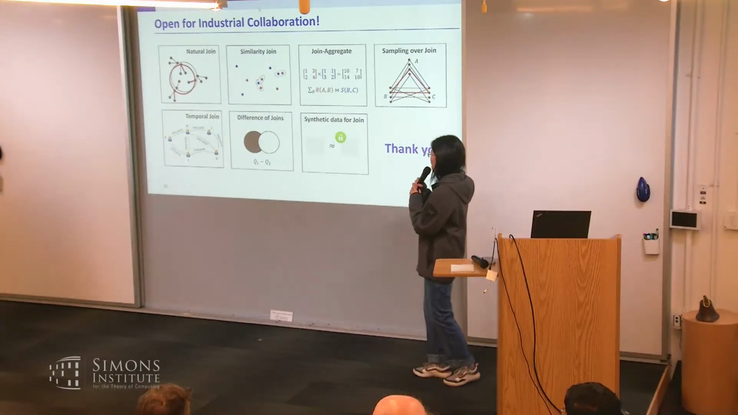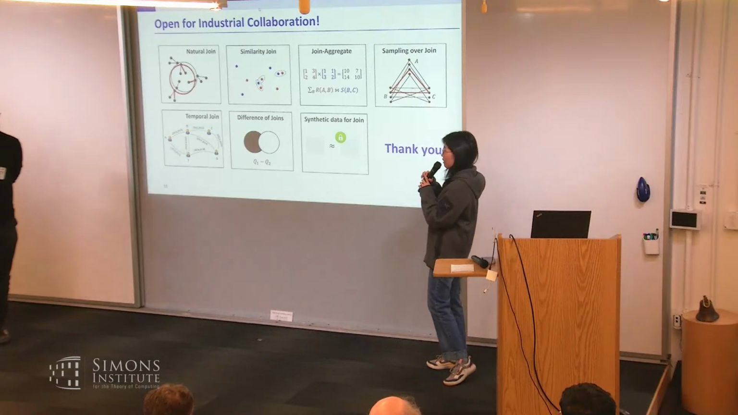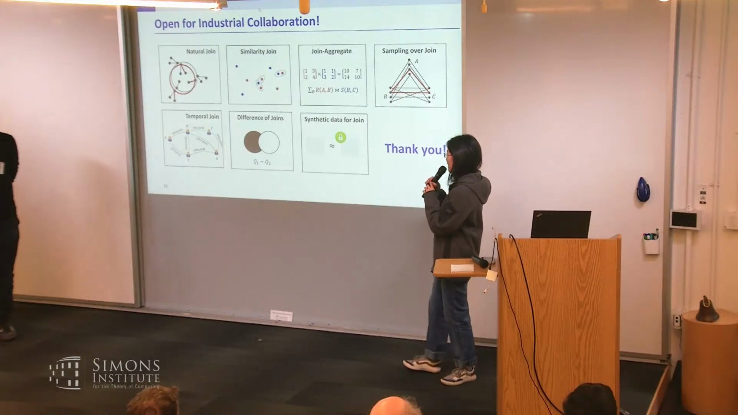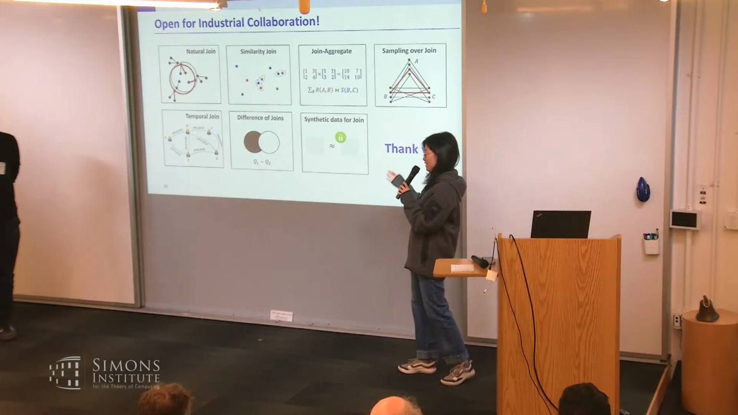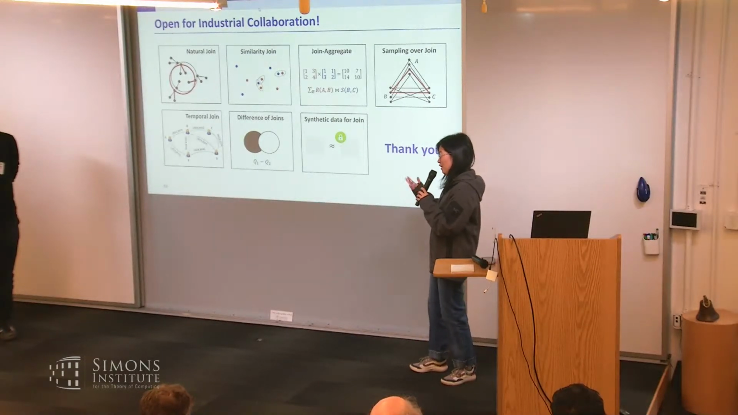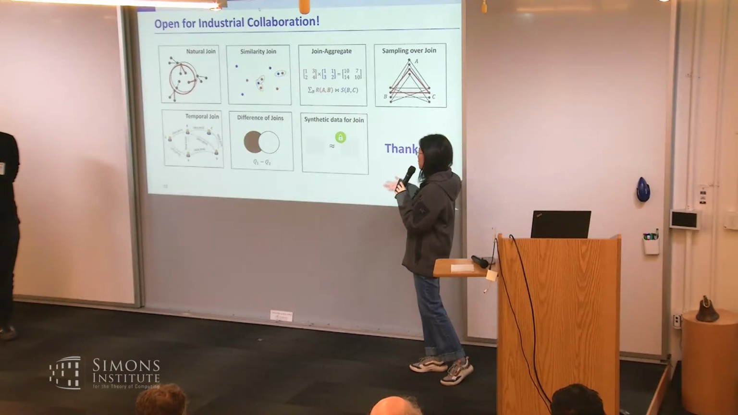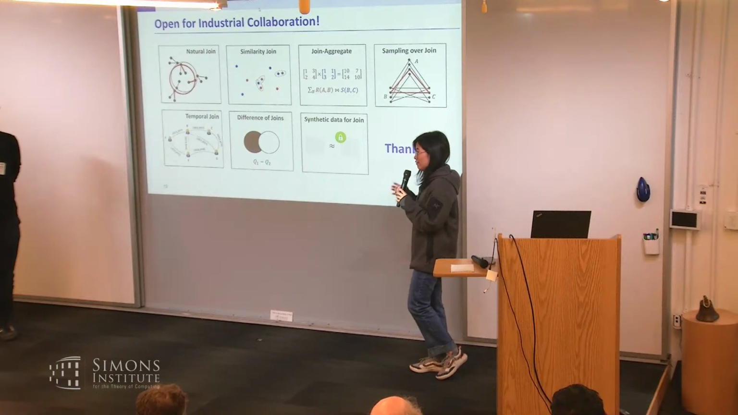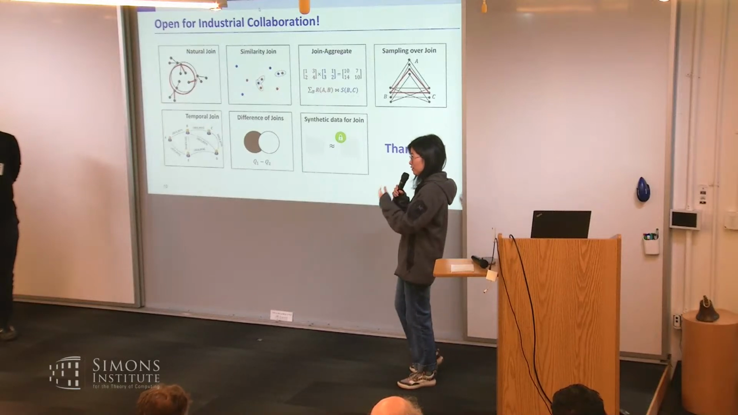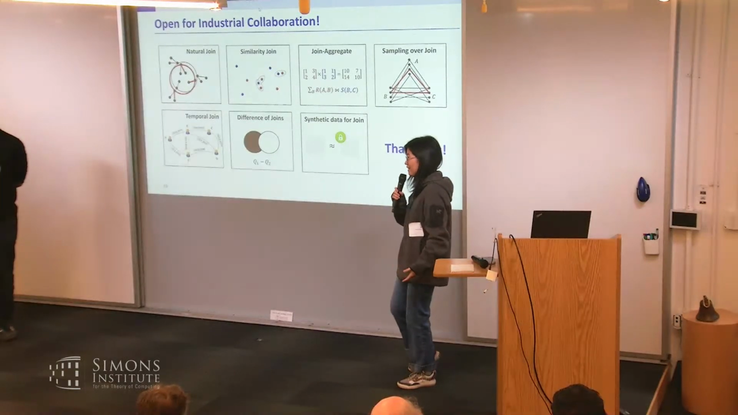Yeah, for example, we have some counting query on top of the join results, and we want to release a synthetic dataset, for example, which is differentially private, and still provides some accuracy guarantee for answering counting queries over the join result over the synthetic data.